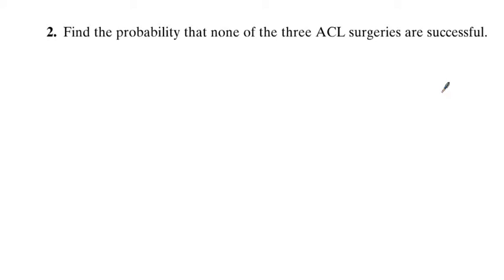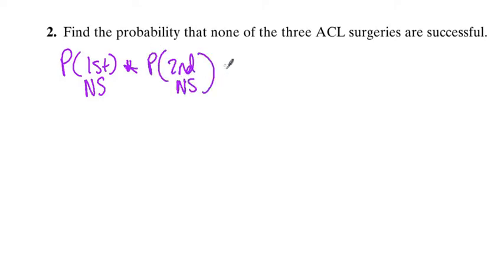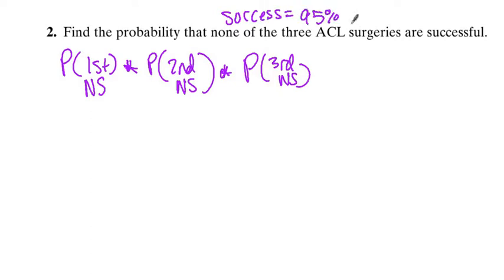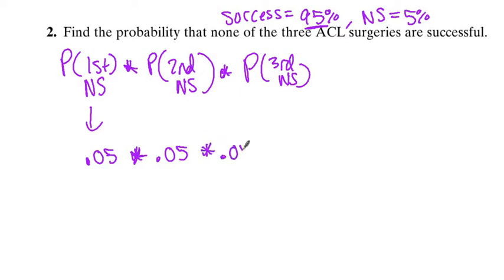Find the probability that none of them are successful. Well, let's ask what's the probability that the first is non-successful, NS means non-successful, and the probability that the second is non-successful, and the probability, again we're using times, that the third is non-successful. Remember, we said the chance of success is 95%. So what is the chance of non-success? It would be whatever's left over, which is 5%. So each of these is going to be 0.05 times 0.05 times 0.05, whatever that turns out to be.